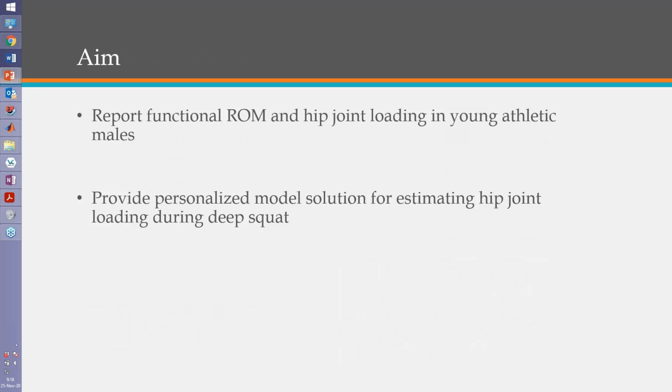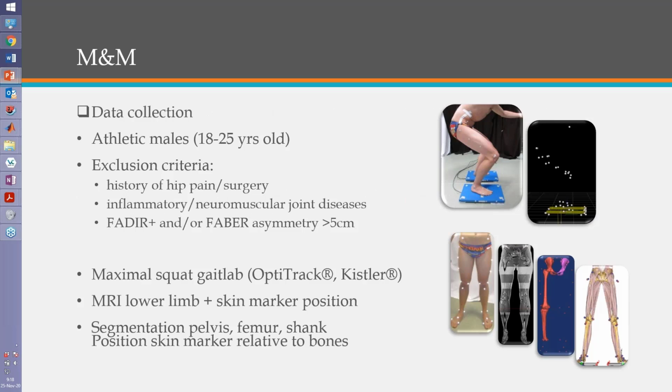So we wanted to first report functional range of motion in young athletic adults, as well as their hip joint loading during these challenging motions. Secondly, we wanted to build a personalized modeling solution for estimating these reactions during the deep squat. For that specific reason, we gathered a fair group of athletic males. These were recruited if they were aged 18 to 25 years old, and we trained them to perform systematic maximal depth squats in a gait lab setup that we built ourselves.